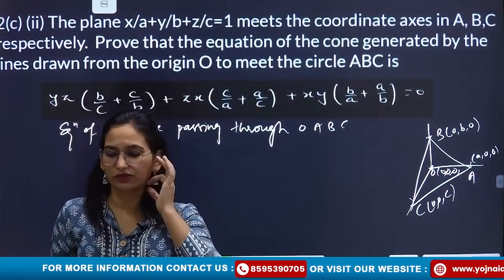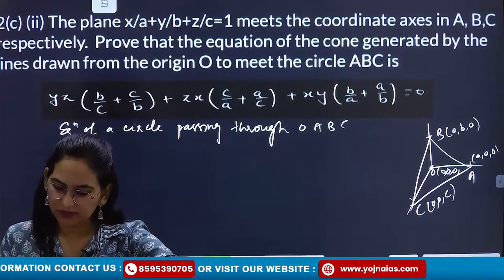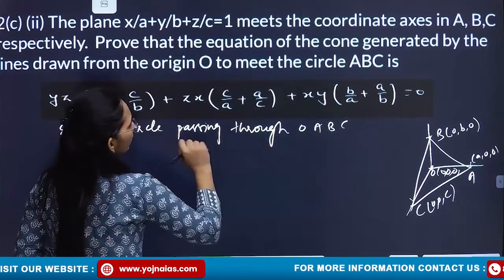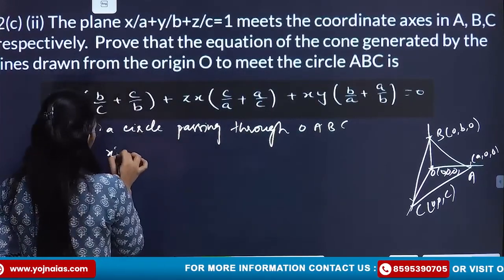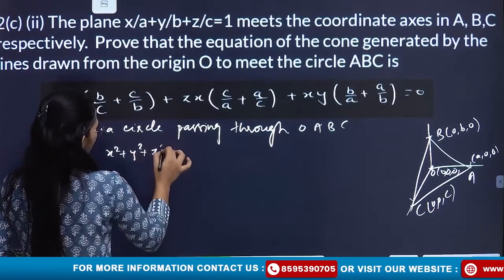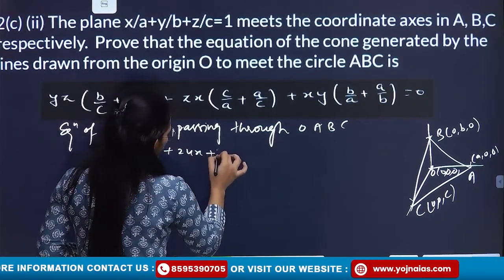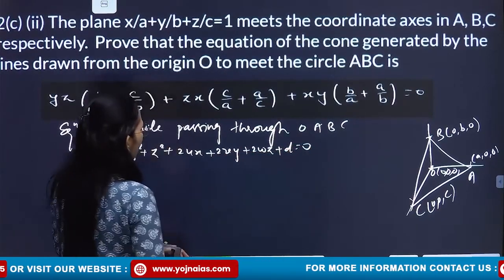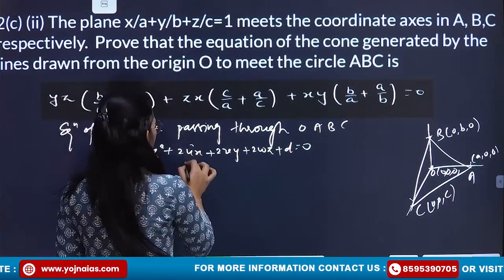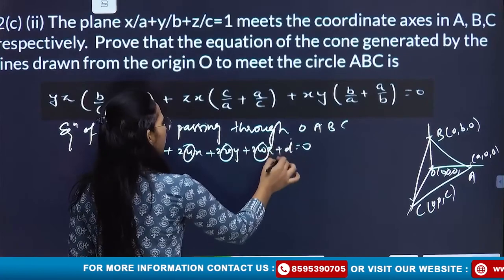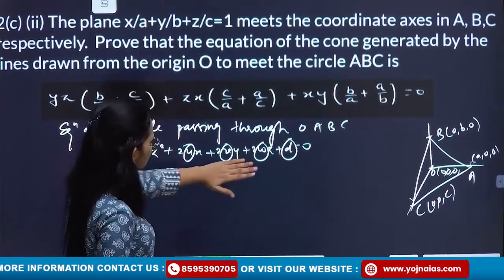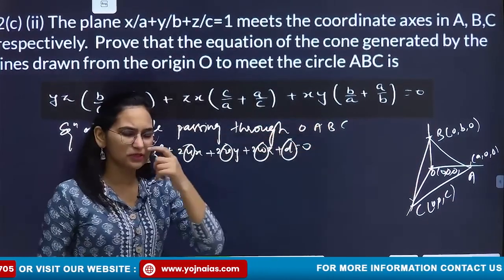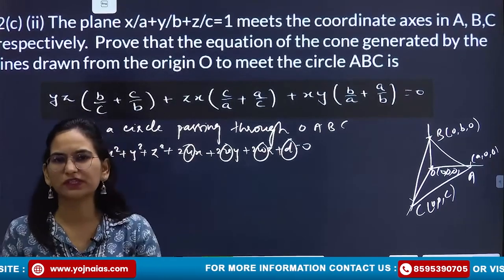What is the general equation of a circle? x square plus y square plus 2gx plus 2fy, and we have four constants or four variables. Put the values of A, B, C, because this circle passes through O, A, B, C. So put all the values of A, B, C. Because this circle passes through these points, these points would satisfy the equation.